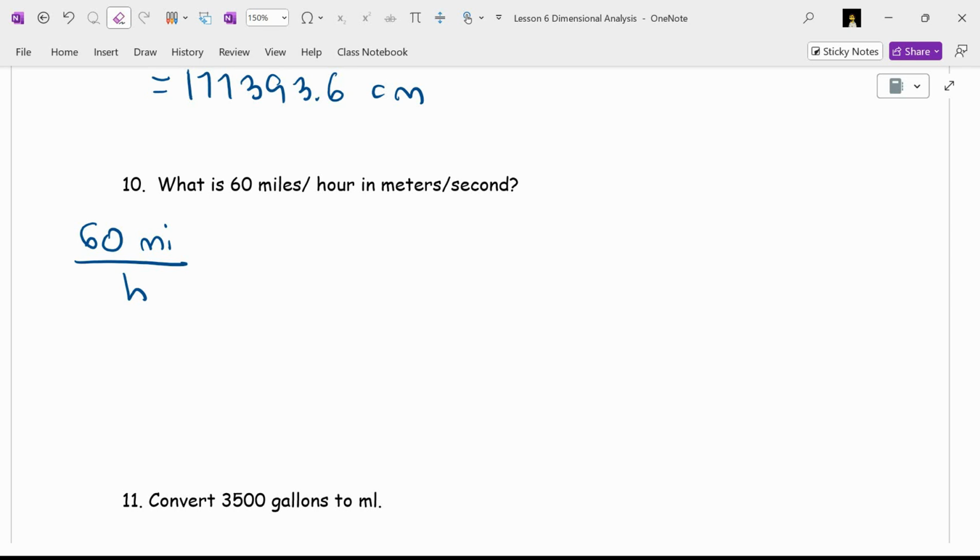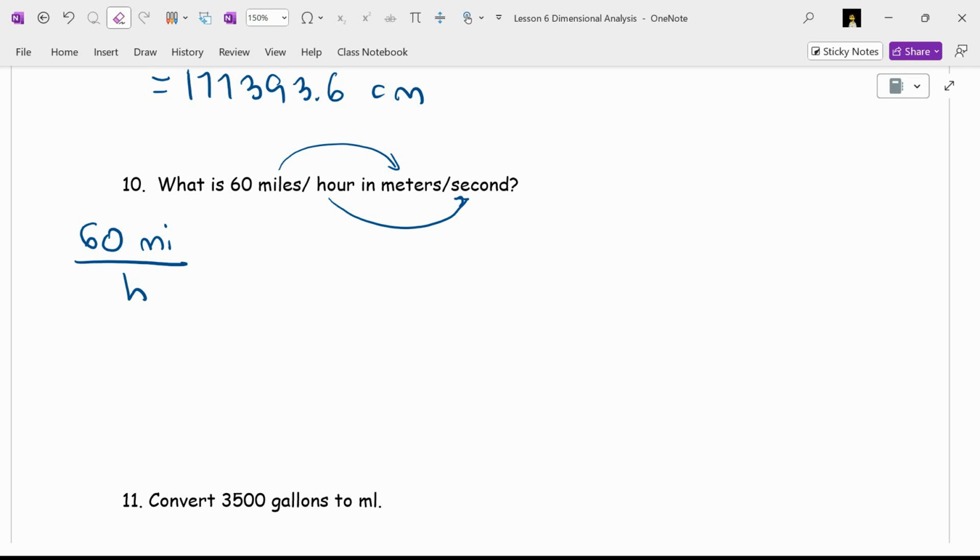I'm going to have to do 2 sets of conversions here. I'm going to have to change miles to meters, and I'm going to have to change hours to seconds. It doesn't matter which one I have to do first. I'm going to do them each independently. Ronan, which one do you want to do first?